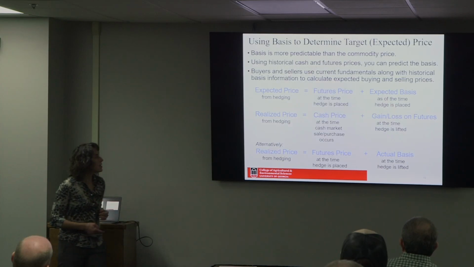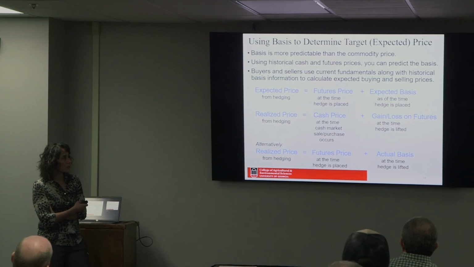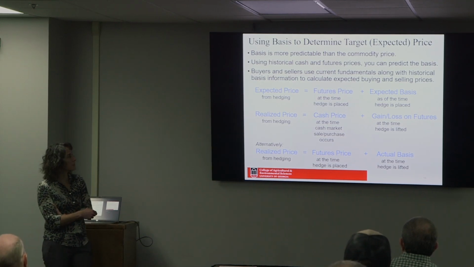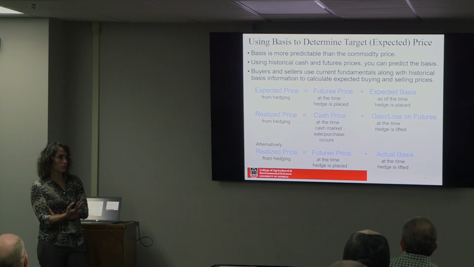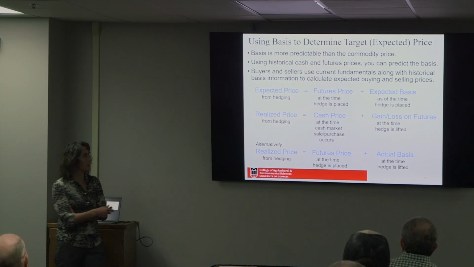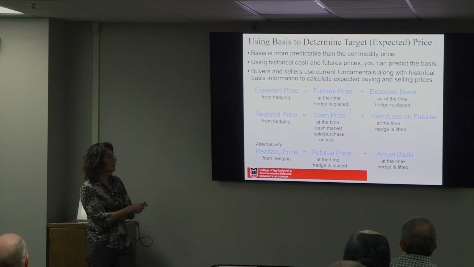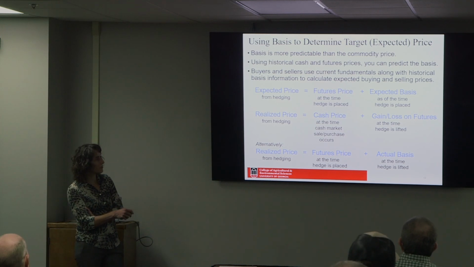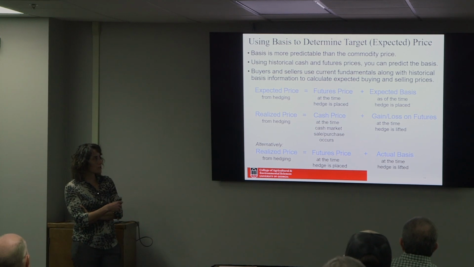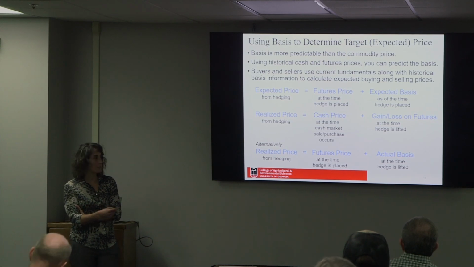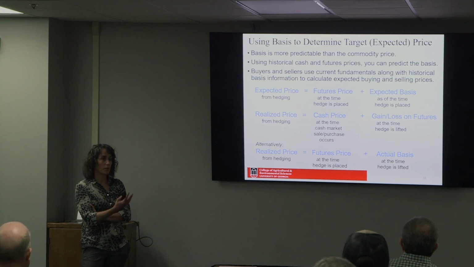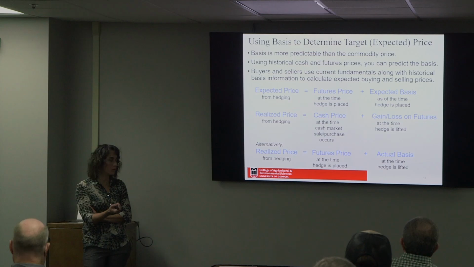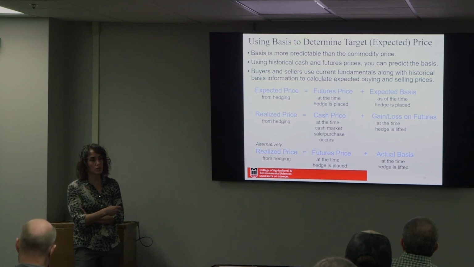asset in the future. So how you can use the basis for establishing your expected selling price or purchasing price is you can first establish your expected selling price. You have the futures price at the time the hedge is placed, and then you add the expected basis at the time the hedge is placed. Of course, the realized prices will be different depending on what happened. So you can find the realized price from hedging with the cash price at the time you sell your cotton in the local market, plus the gain or loss on the futures contract.